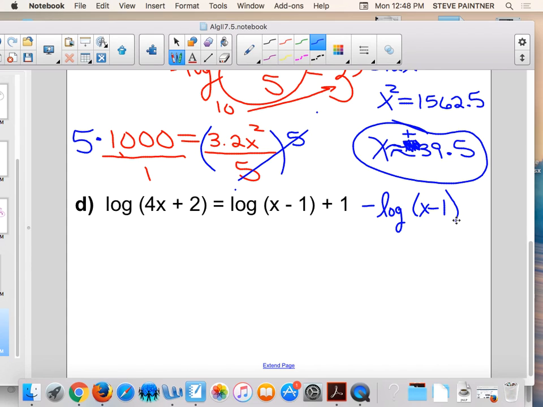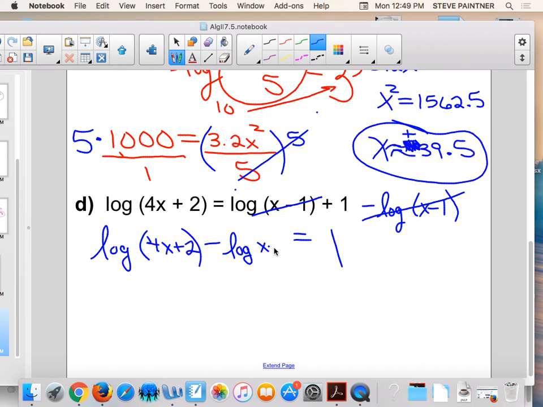Is that okay? Hey guys, look at the 1. Look in between the 1 and the log of this number. There's a plus sign. This is addition. And because it's addition, I'm going to get rid of log of x minus 1 by subtracting log of x minus 1. Now you have what? 1. Over here you have log of 4x plus 2 minus log of what? X minus 1.